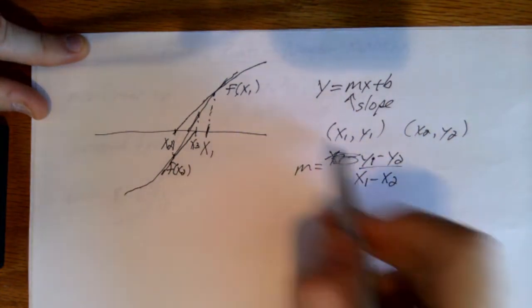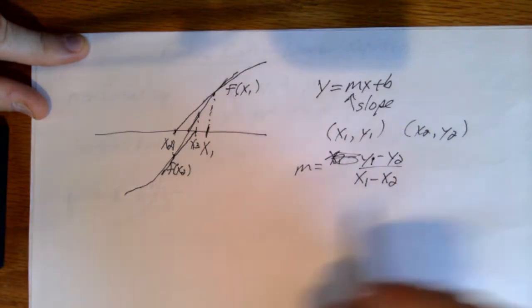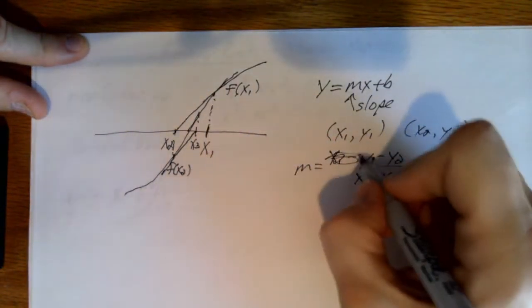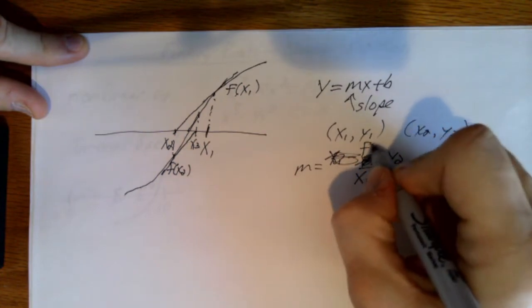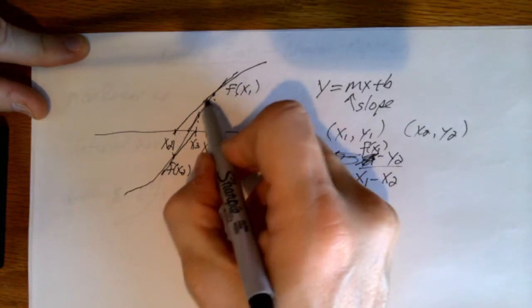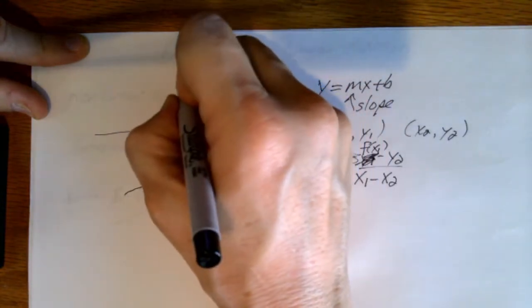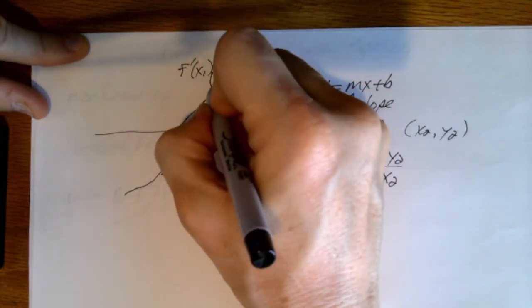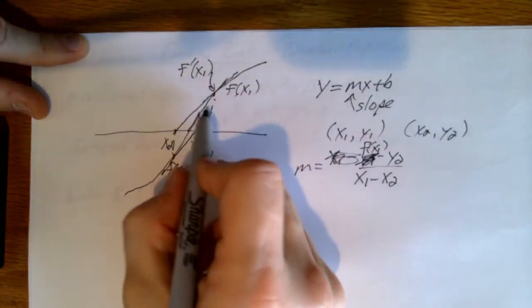So what's the slope we use here? Well, here's x1. Here's f of x1, which would be this. Okay? And the slope at this point for this tangent line is the derivative, right? This is f prime at x1. That's the slope at this point.